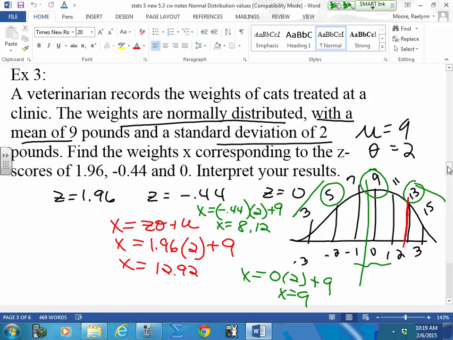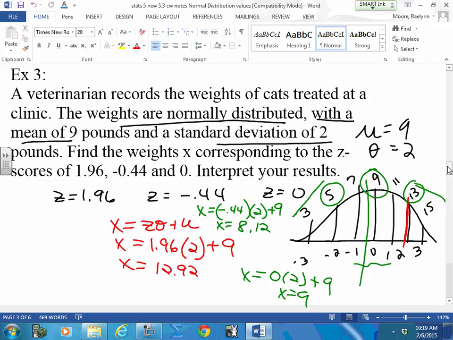So these are why we have cutoff points. If this is very unusual, we can say a cat with a weight of 3, that's really dangerously low, on the low end. Very unusual. A cat with a weight over 15, ooh, really, really, really on the high end. So these are where your cutoffs come from.